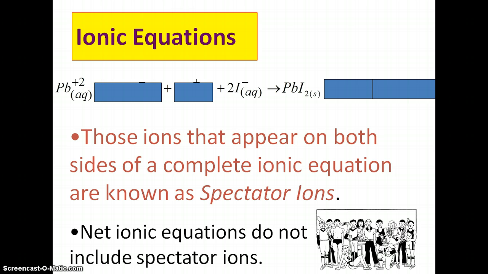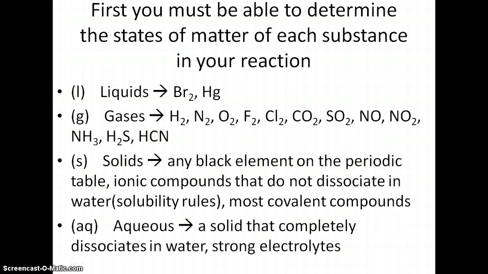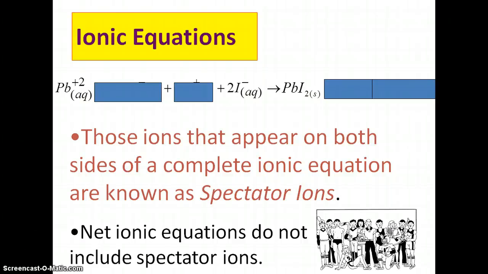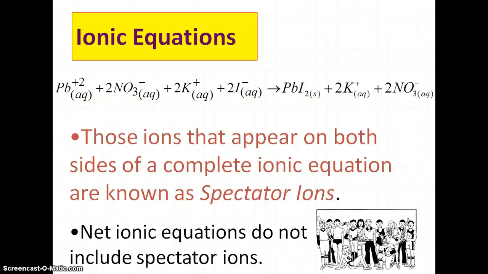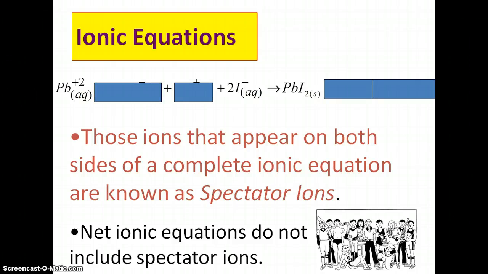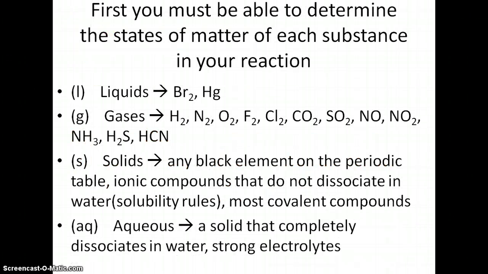Then you cross off all the spectator ions, and that gets you to the net ionic equation. So you cross out the things that are on the same side. So we got 2 NO3, 2 K, 2 K, 2 NO3. Okay, so those all get covered up. But to be able to do all of this, you need to be able to tell what the state of matter is for each substance in your reaction.